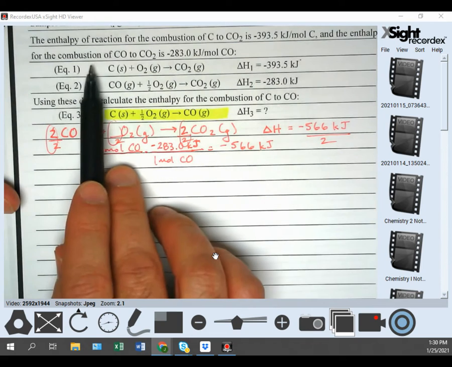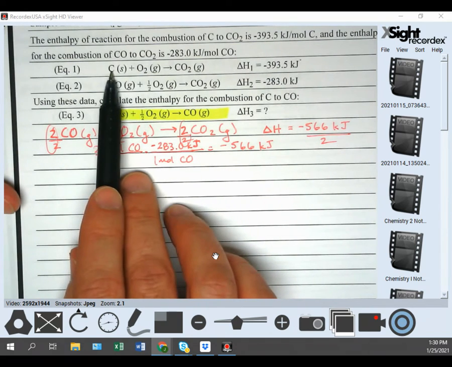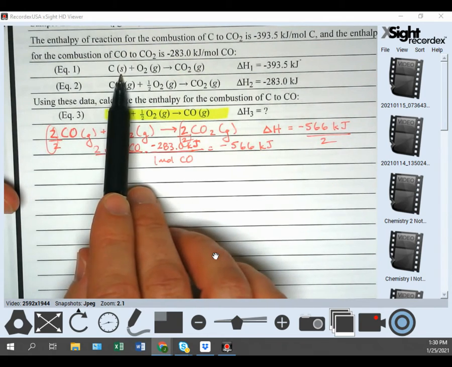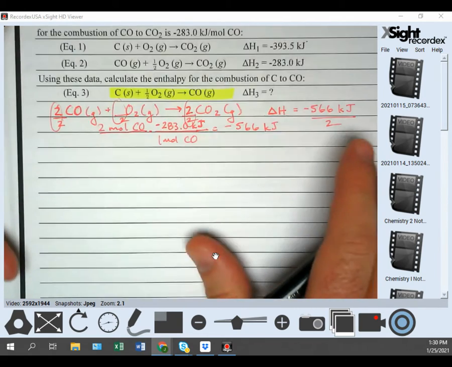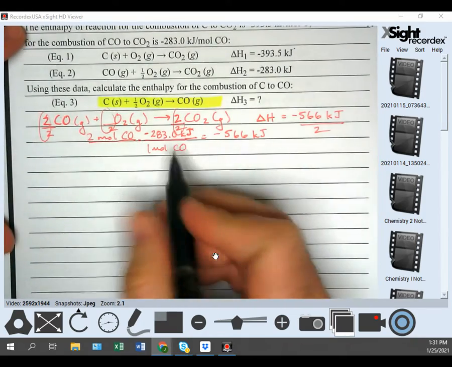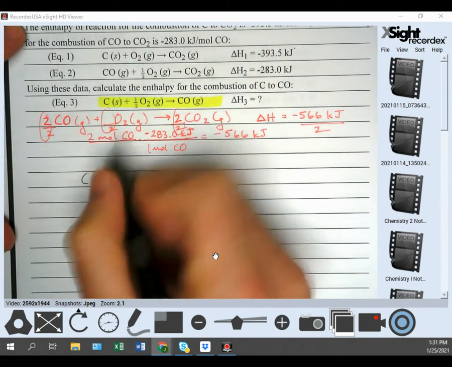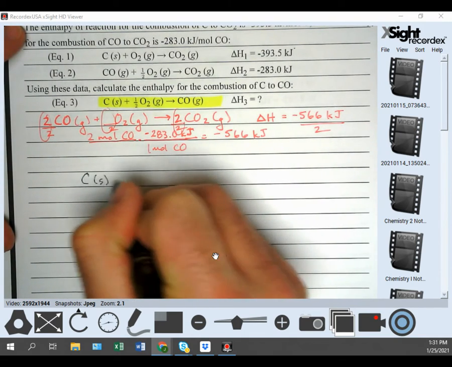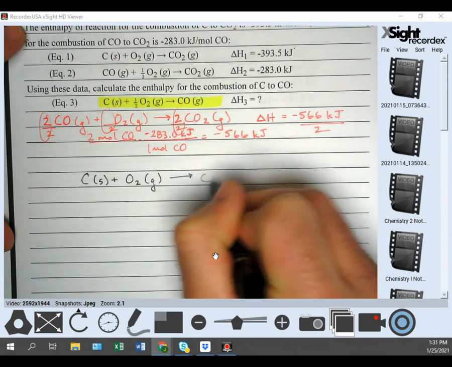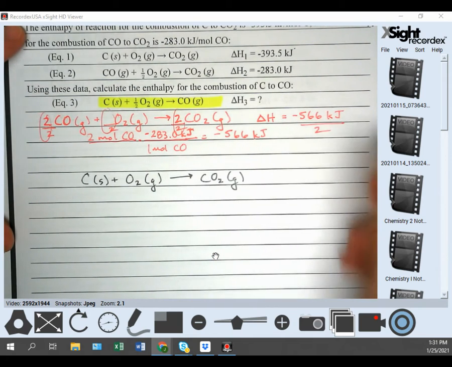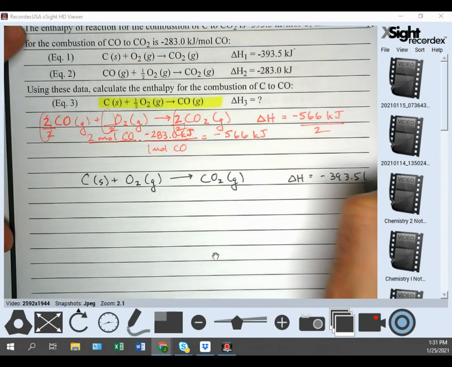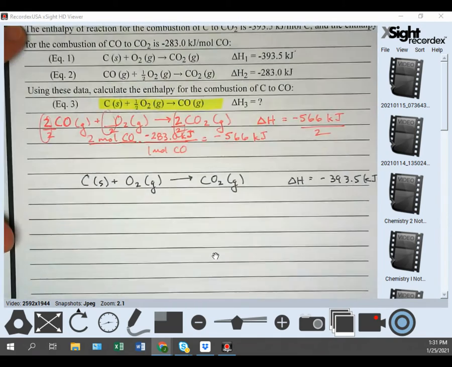So let's look up here. We need to make sure that this equation is on the left and it has 1. So is carbon on the left? Yes. Does it have only 1? Yeah. So this one actually makes our life really easy. We're going to leave it exactly the same. This equation, so I'm just going to write it. And I'm going to put my delta H over here.